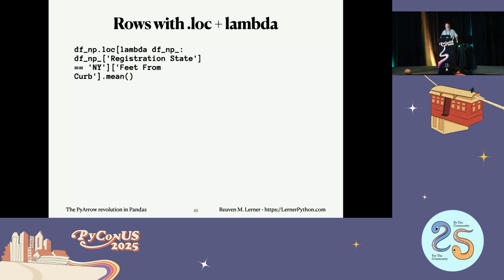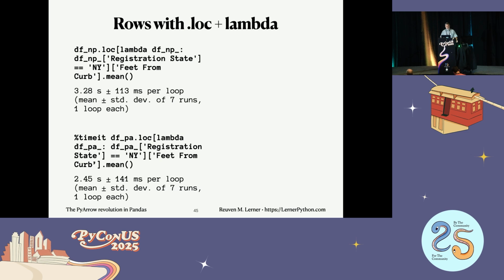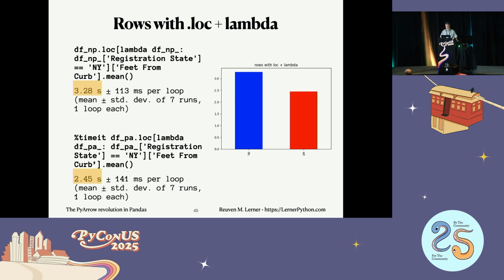Well, let's do something a little fancier here, right? What if I use .loc with a lambda? This is the way I like to do it nowadays. I know it's all scrunched up here. I couldn't get it to fit on the slide better. I'm very sorry. But method chaining is really nice. You put it over several lines, except here it's not so nice. But at least it works. So if I want to find out the feet from the curb and the mean, it takes 3 seconds, versus in PyArrow 2.45 seconds. So PyArrow is faster, certainly, right? But it's not, again, a panacea.